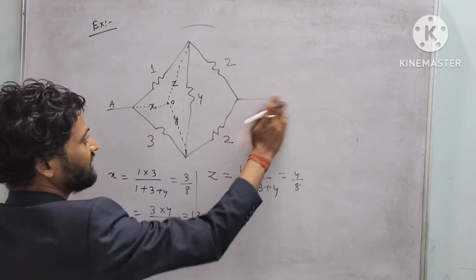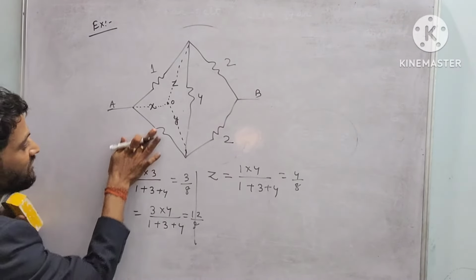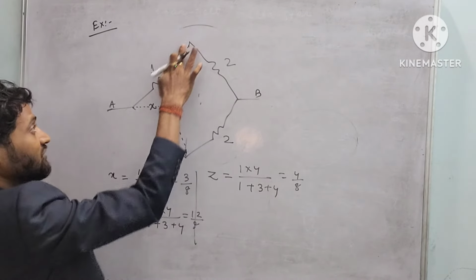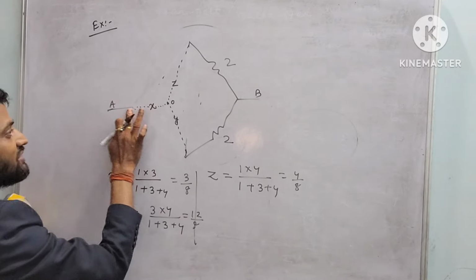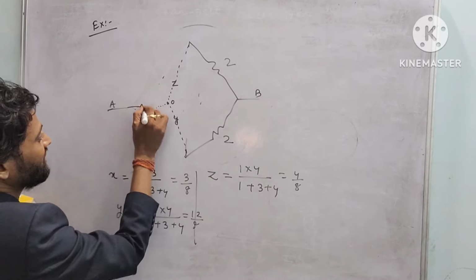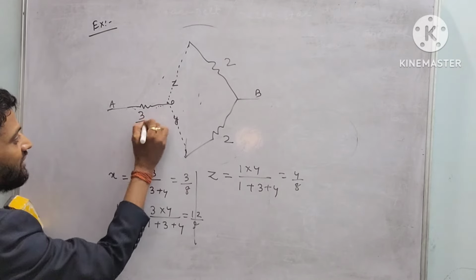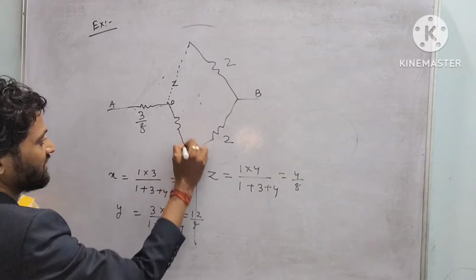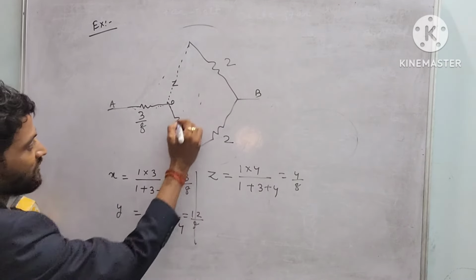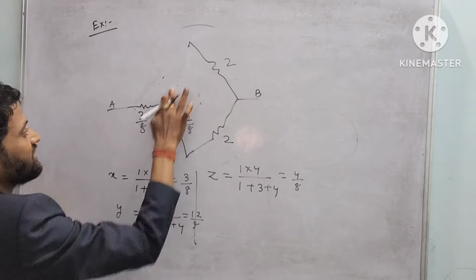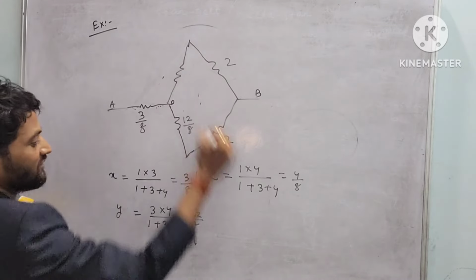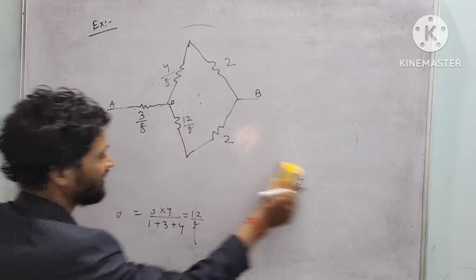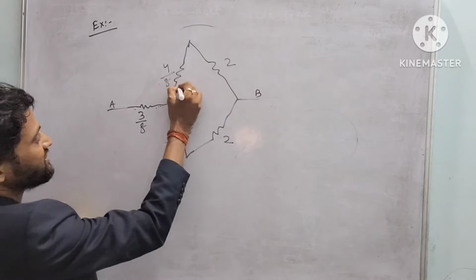You can redraw the circuit again. How will you draw it? You have to remove the original resistances, as I have told you: once you convert, you have to remove the original resistances. So what is the value of x? 3/8. What is the value of y? Tell me quick. Y is 12/8. And what is the value of z here? The value of z will be 4/8.